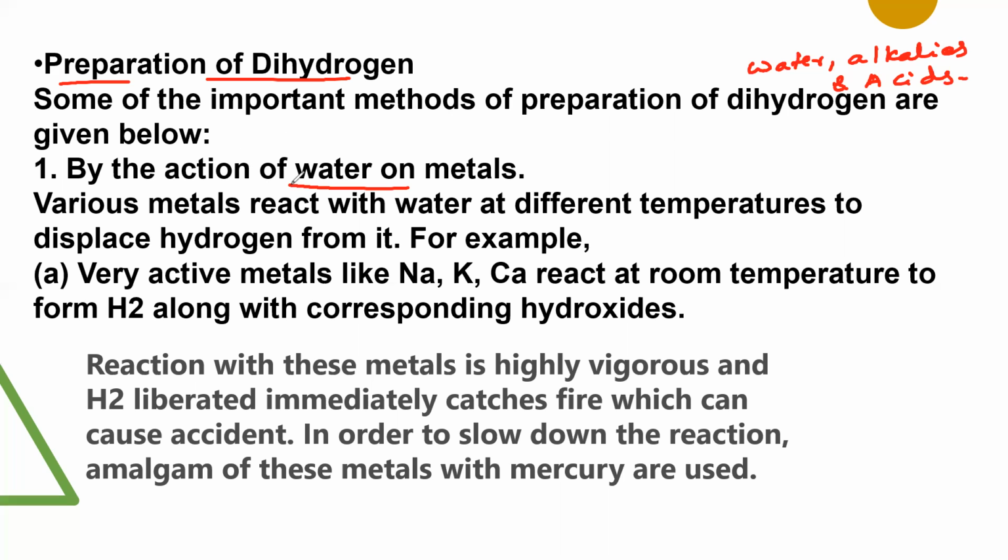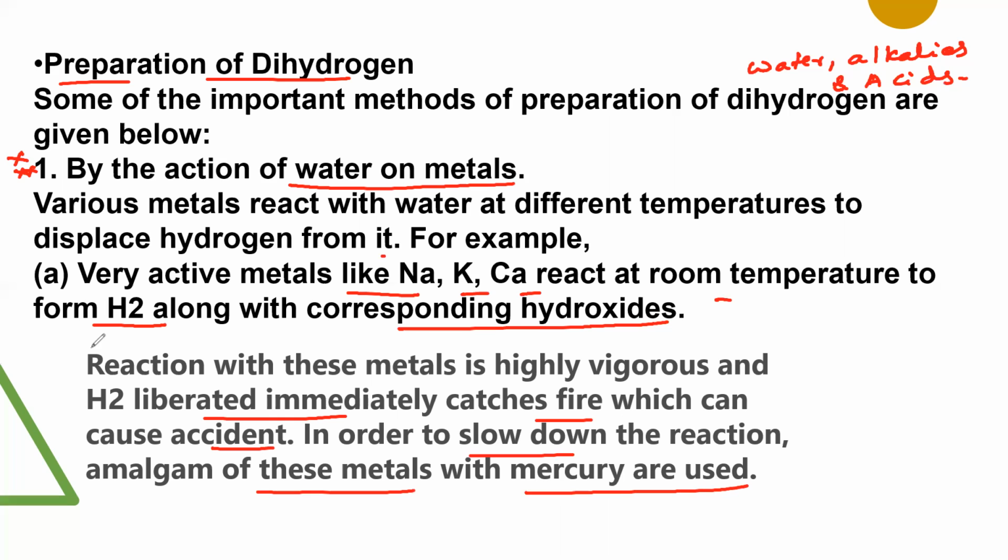By the action of water on metals. First preparation: by the action of water on metals. Various metals react with water at different temperatures to displace hydrogen from it. For example, very active metals like sodium, potassium, calcium react at room temperature to form hydrogen along with corresponding hydroxides. The reaction with these metals is highly vigorous, and the hydrogen liberated immediately catches fire, which can cause an accident. In order to slow down the reaction, amalgams of these metals with mercury are used.